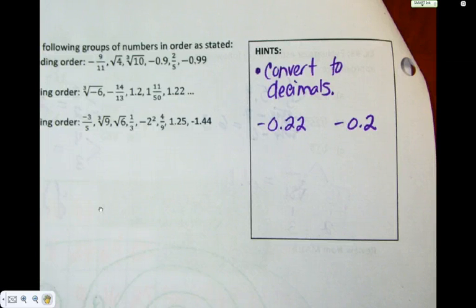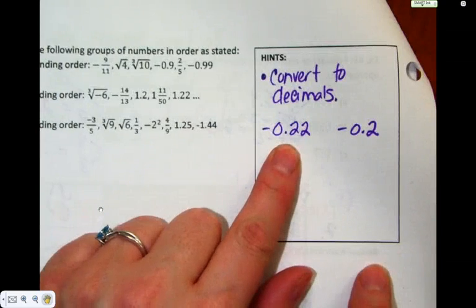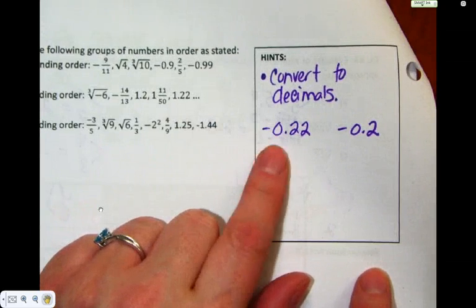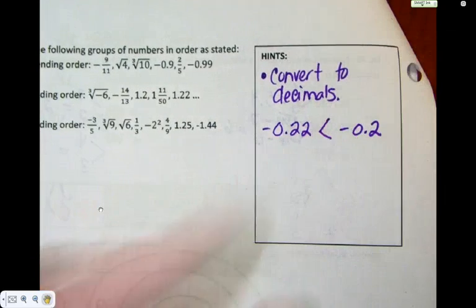So, Andrew, I want you to say that again because it was a really good statement. You're going further towards the negative side. So negative 0.22 is less than negative 0.2. If you don't like the symbol, write the words. Write smaller than, write whatever you want.